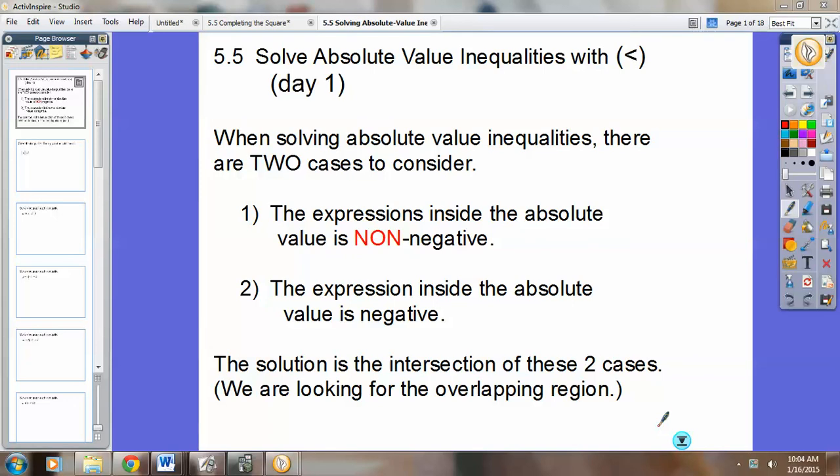Section 5.5? This is section 5.5, yes. We are solving absolute value inequalities. You guys have solved absolute value equations. We did that earlier this year.